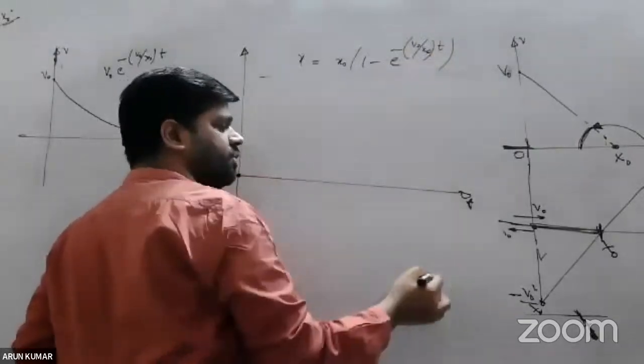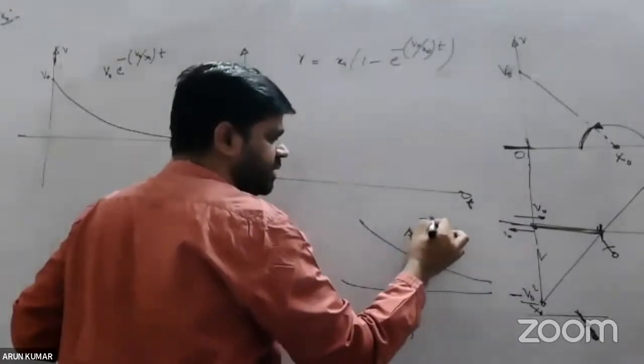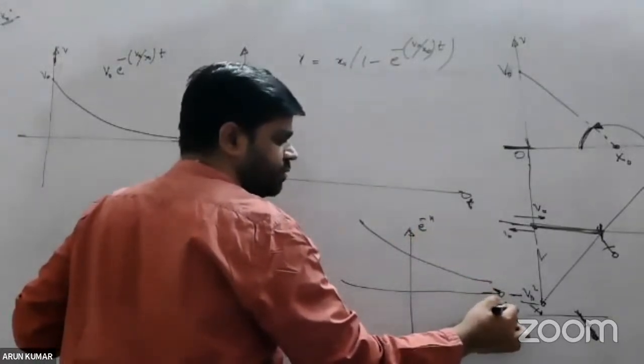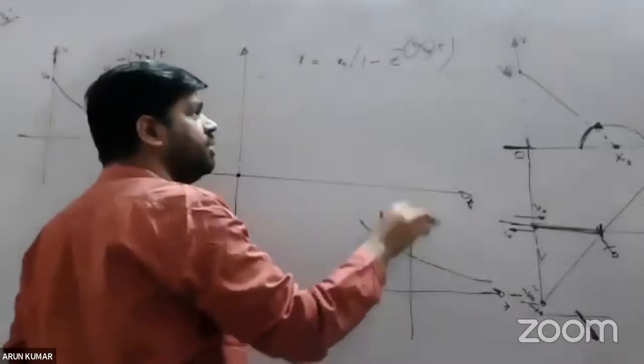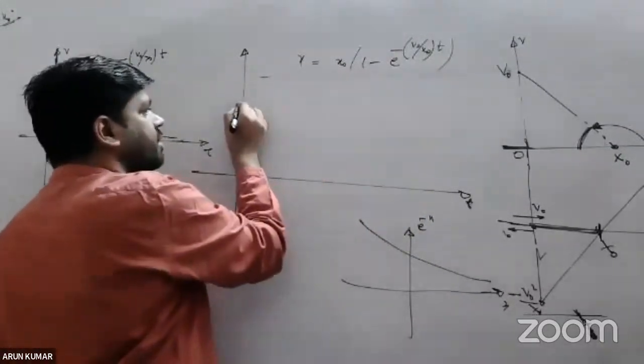At t tends to infinity, this tends to 0. e power minus infinity tends to 0. Asymptotically to 0. So as t tends to infinity, this tends to 0, so x tends to x naught.